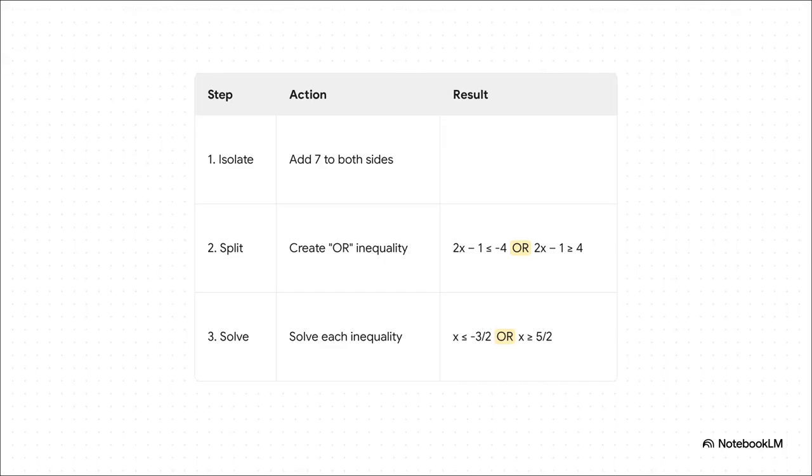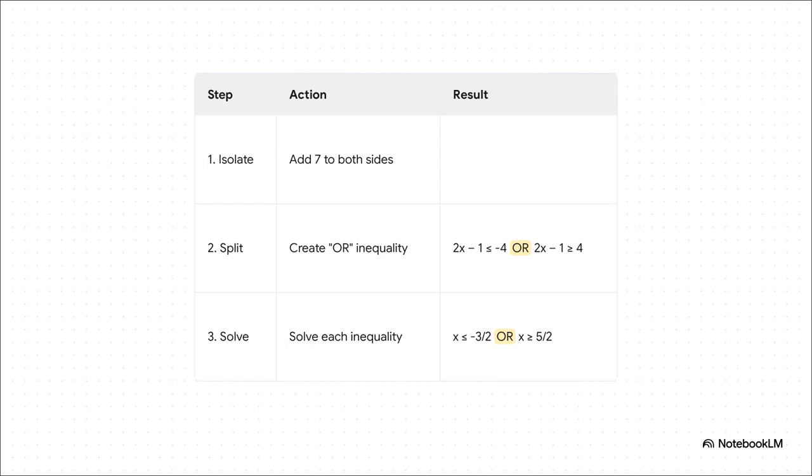Okay, step 1, you know the drill. Isolate, add 7 to both sides, and we get the absolute value of 2x minus 1 is greater than or equal to 4. Now step 2, split. Because it's greater than, we create 2 completely separate "or" inequalities. Then, for step 3, we just solve each of those on its own.